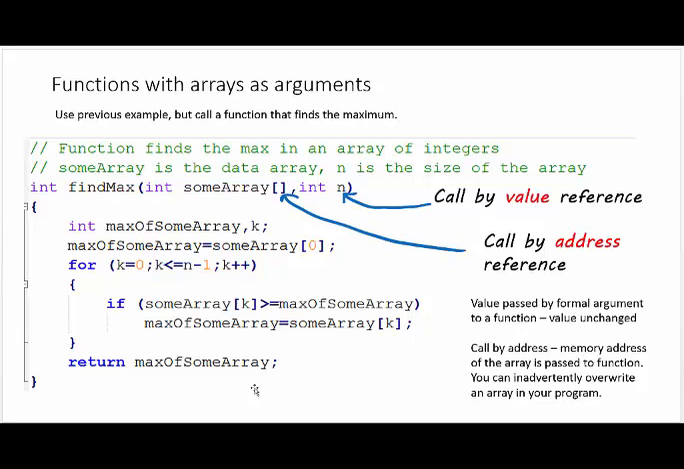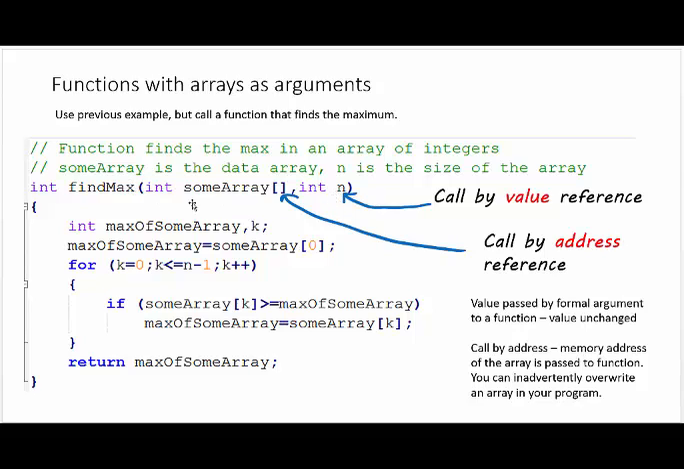Here is my definition of the function. Here is the header of the function up here. It's going to return an int, which is the maximum value. And when the main program calls this function, the main program is going to give it the array, and it's going to give it how big the array is.